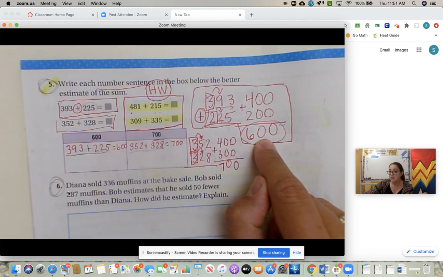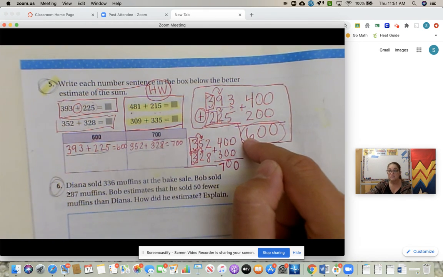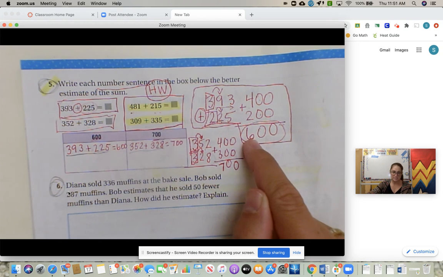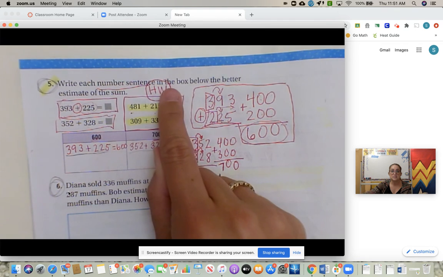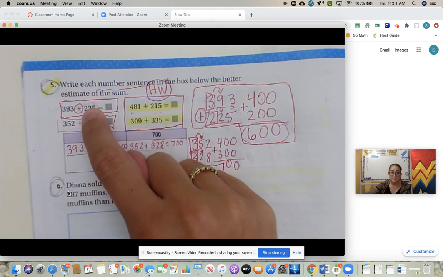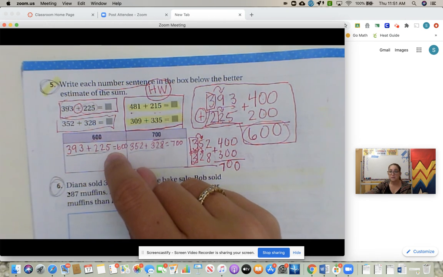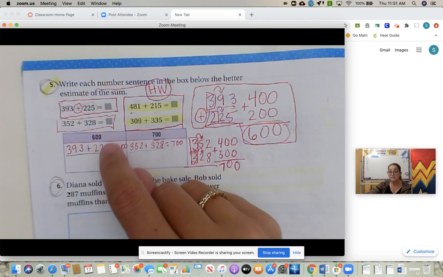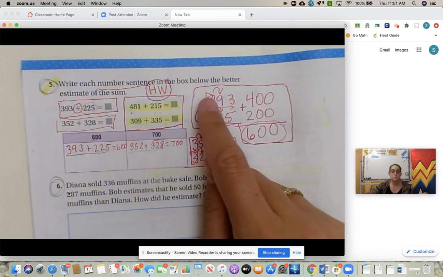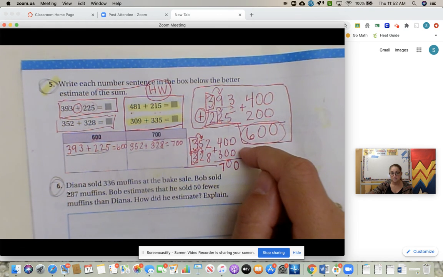Like I said, our only options are 600 or 700. So I know I rounded correctly. If I got 520, I did not round correctly. Now, it's asking to put the number sentence in the box. This is the number sentence. So you are writing this number sentence in the 600 box. You have to show your work. Otherwise, I think you are guessing, and that's not what we want to do. I want you to show me that you can round and then add.